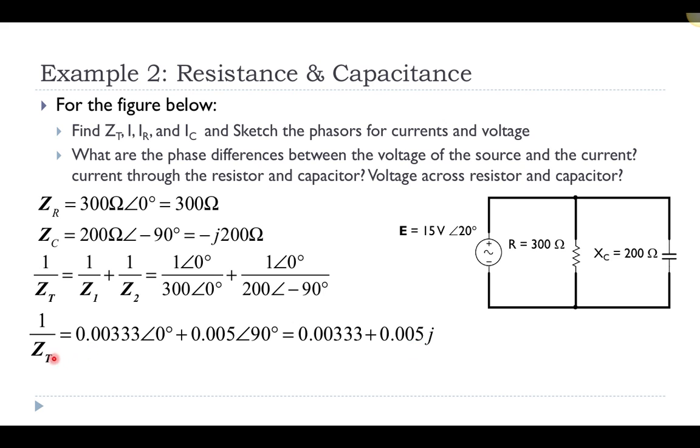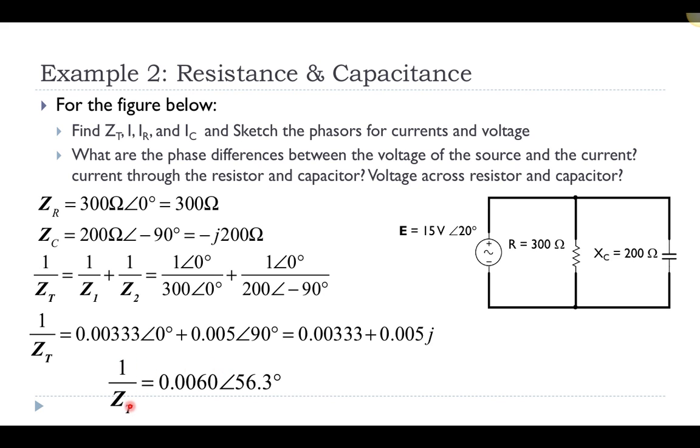Now we're not done yet because this is 1 over the impedance, and I need to figure out what the total impedance is. So I need to convert this back into polar form. If I take 0.00333 squared plus 0.005 squared, I get 0.006. And if I figure out the angle, which is the tangent inverse of 0.005 over 0.00333, I get 56.3. So basically I'm taking this complex number, which is 1 over the impedance in rectangular form, and converting it into polar form.